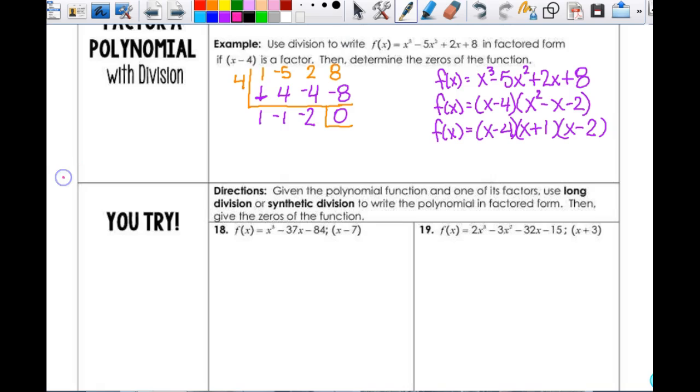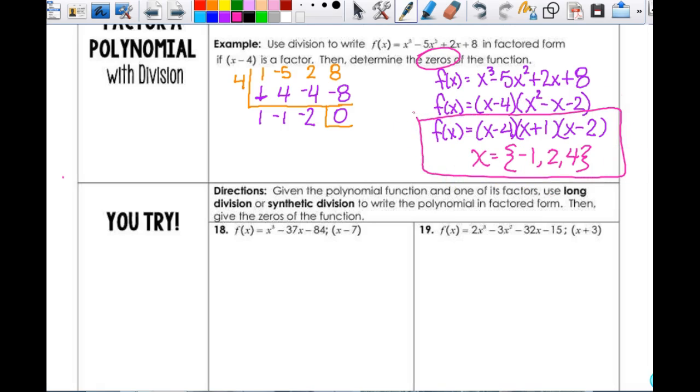So it said write it in factored form. There's factored form. Then it says determine the zeros of the function. What form do I write the answer? Set. Okay, good. What's my smallest one? -1, and then 2, and then 4. And then the factored form and the zeros are my answer. Okay, everybody okay with that? Any questions? Awesome.